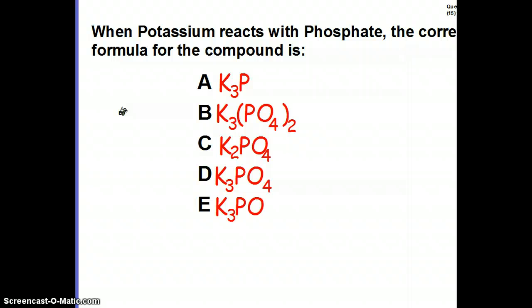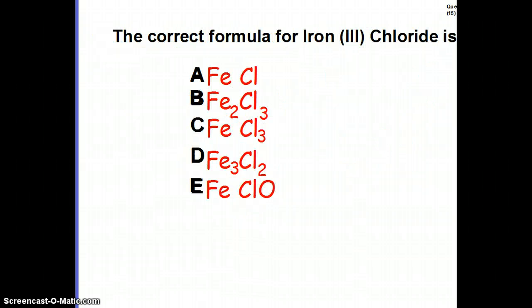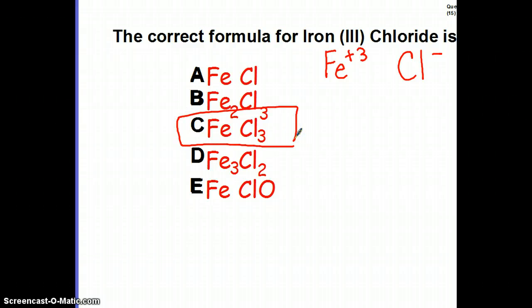Next, when potassium reacts with phosphate, what will be the correct formula? So potassium's in the first column, that means it gets a +1. Phosphate's a polyatomic you're supposed to memorize, and it's a -3. Crisscross your charges, you get K3PO4, which would be D. And the last question, the correct formula for iron(III) chloride. So iron(III) means our iron has a +3. And chloride always has a -1 from the periodic table. When we crisscross that, we're going to get FeCl3.